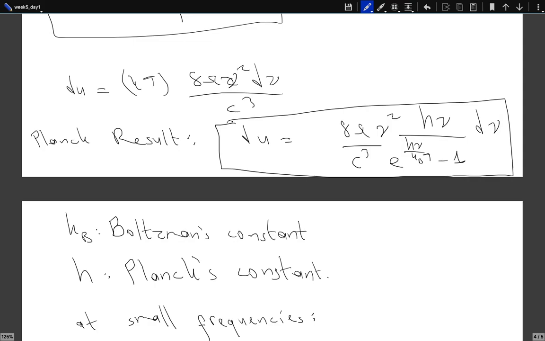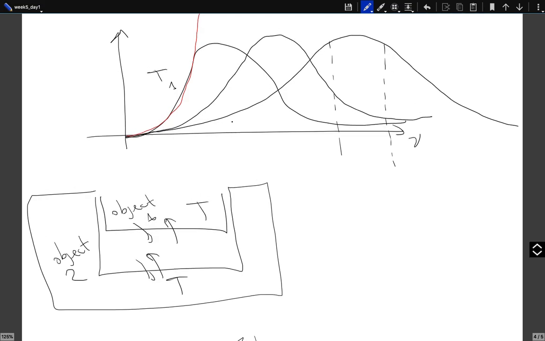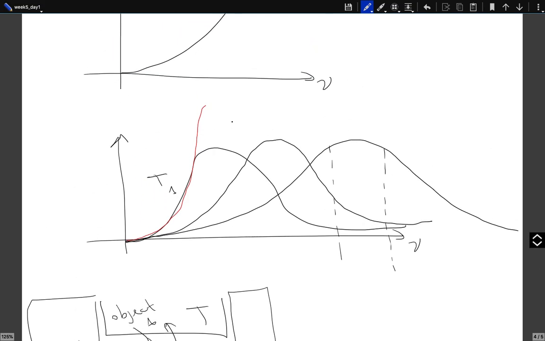But what does this mean? What does this function tell us? Okay, we will continue in the next hour. The first thing is, I said that it explains the observations nicely, but let's first look at whether it explains this shift, that the peak just moves with temperature. So we will continue after 10 minutes.